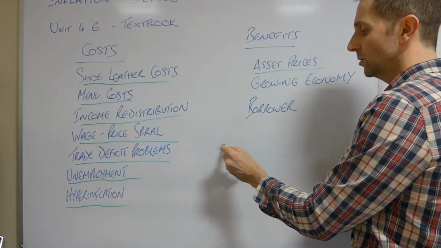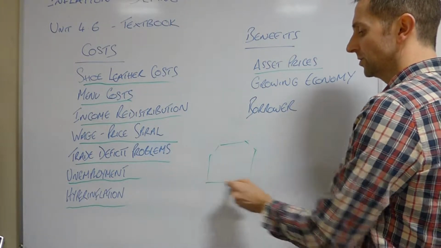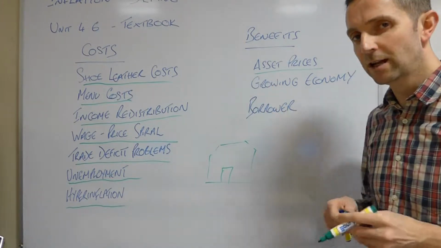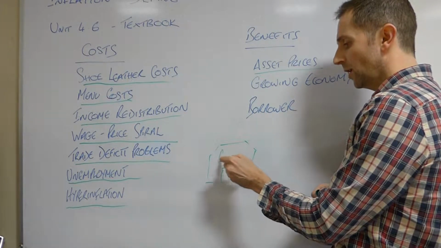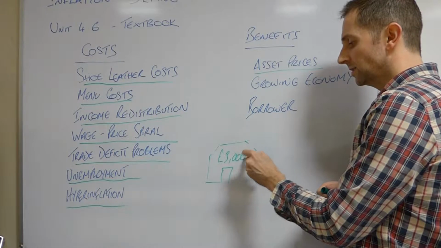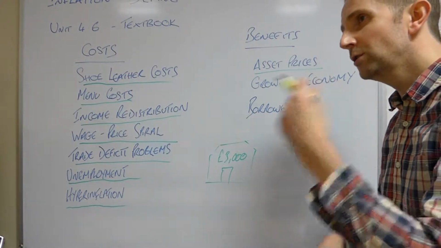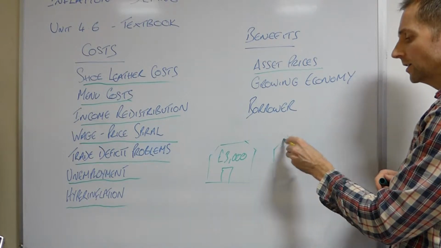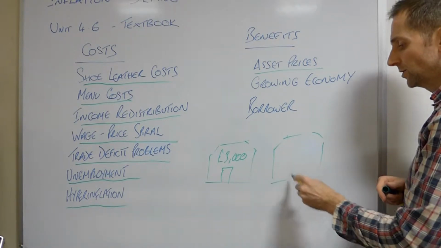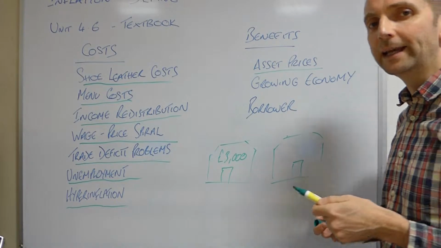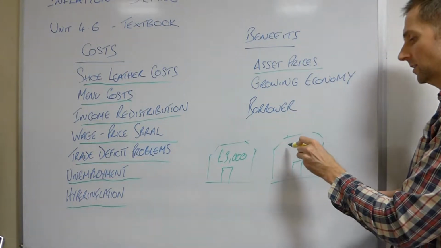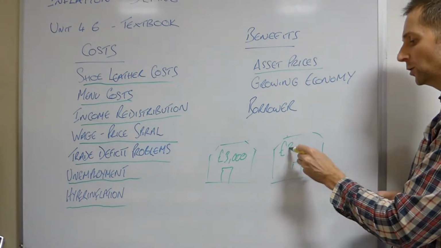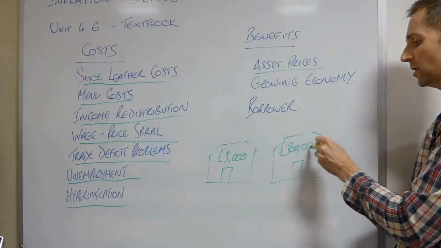So if you were buying a house in 1987, you could probably have bought a house for about £3,000. Now you fast forward to 2007, we're almost 30 years down the line, that same house is probably going to sell and have some type of market value of probably about £300,000.